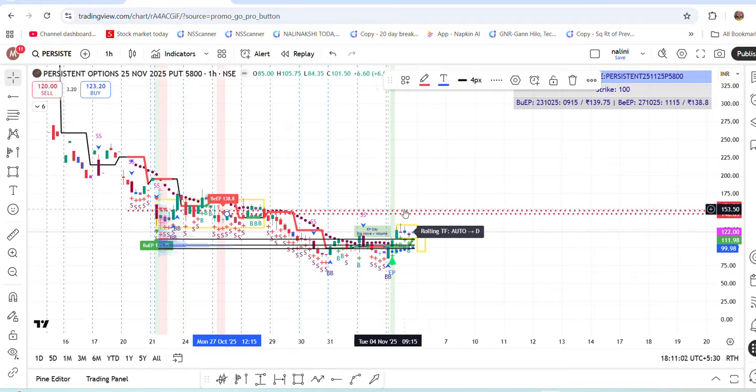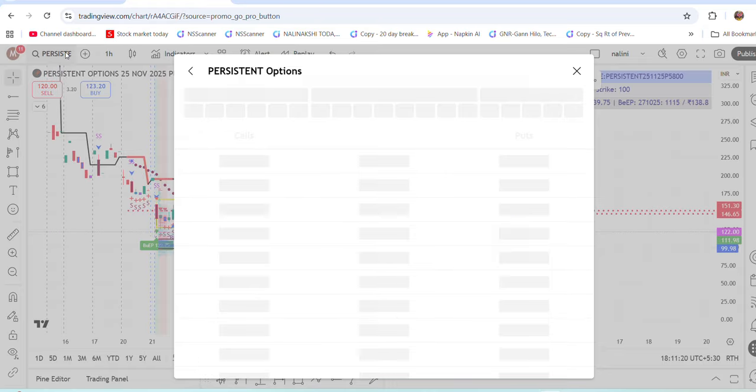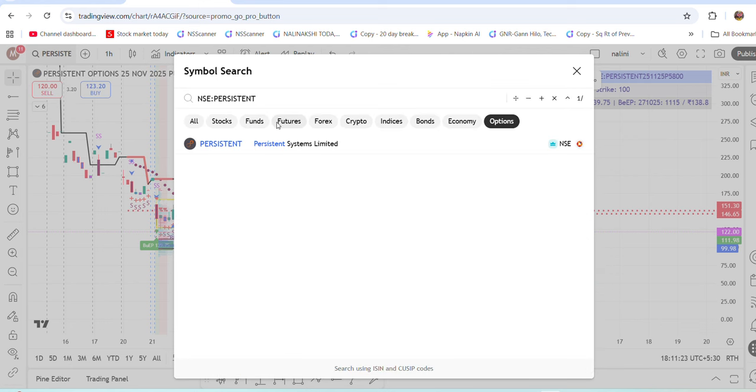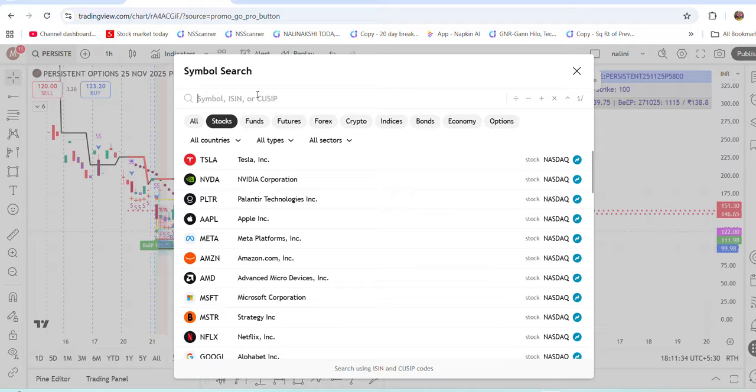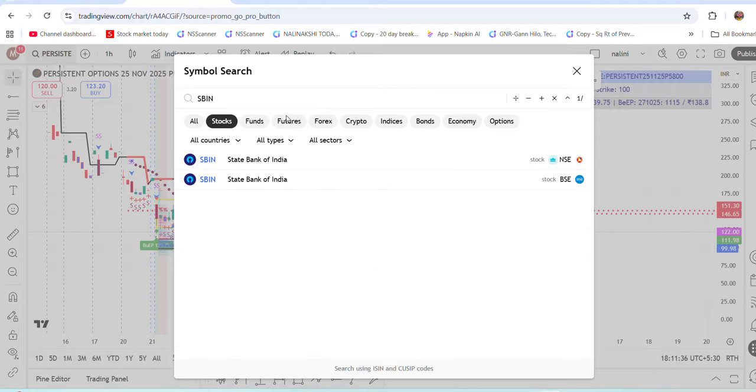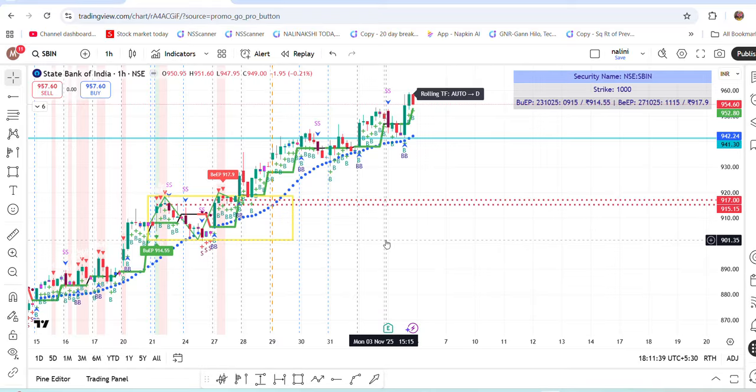And on any reversal and climb above this 153, you need to simultaneously keep an alert on your chart to track this. The same thing you can notice. I have noticed the institutional deceptive way to trap the retailers in the market. That is, I am going to the stock State Bank of India. Let me type in State Bank of India. Let me go to the chart.